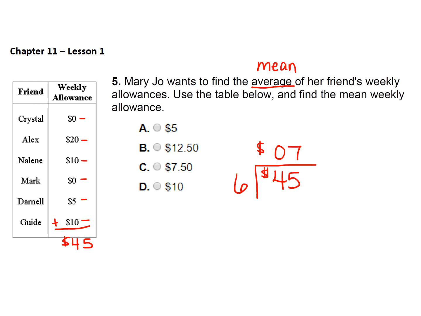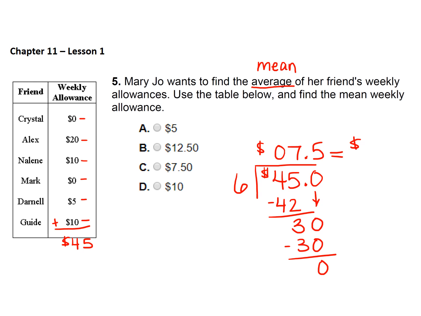7 times 6 is 42, which gives us 3 left over. Bring down the 0. 6 can divide 30 five times. Now we are talking about money, so we would write this as $7.50, which is answer choice C.